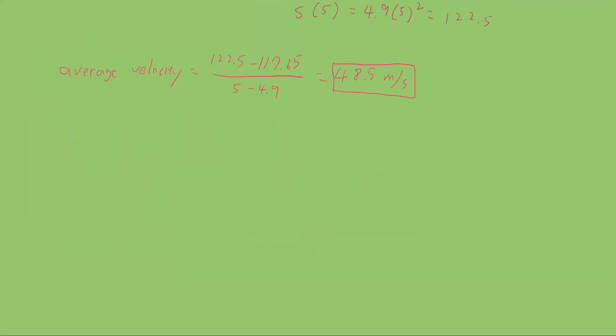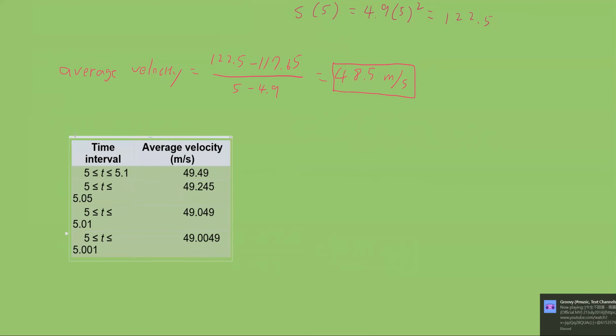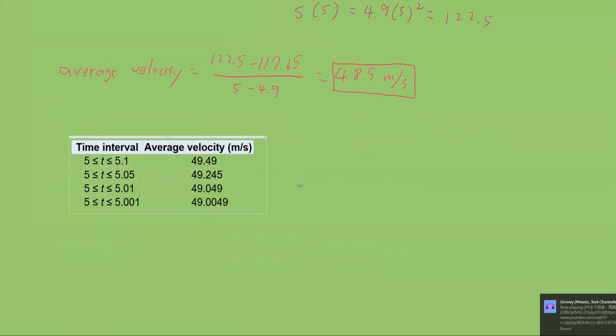All right, so here I have a table. If you use 5.1 and 5.05, 5.01, and so on, you can see that the speed is very close to 49. As we get closer and closer to 5, the average velocity is getting very close to 49.